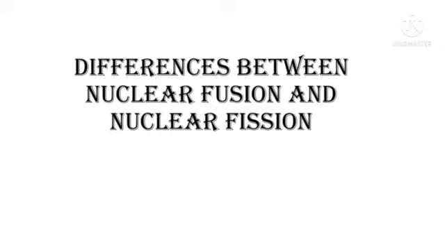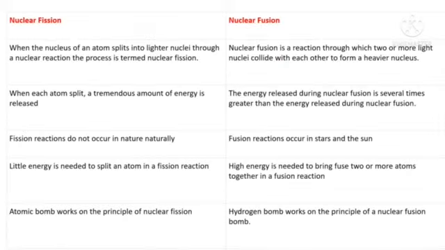Okay, in this slide I want to tell about the differences between nuclear fission and nuclear fusion. Before this slide, my friends Hadi and Dan already talked about nuclear reaction, nuclear fission, and nuclear fusion. Okay, for nuclear fission, only one atom splits into lighter nuclei to do the nuclear reaction. But for nuclear fusion, 2 or more light nuclei collide with each other. That means 2 or more nuclei are involved.